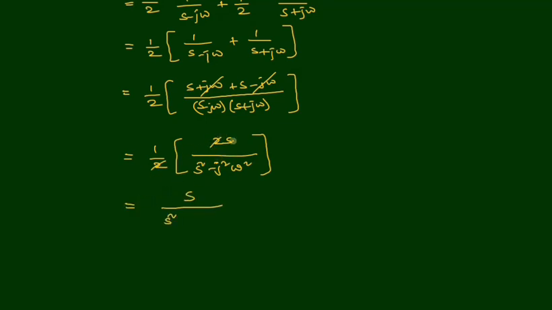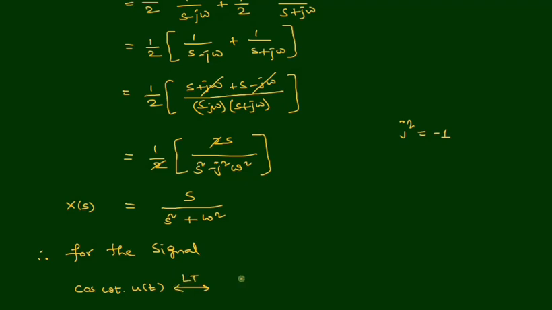Then the expression becomes s by s square. The j square value is minus 1, so minus of minus gives plus ω square. So this is X(s). Therefore, for the signal cos ωt multiplied with u(t), the Laplace transform is s by s square plus ω square, and the ROC of the signal is Re(s) greater than 0.